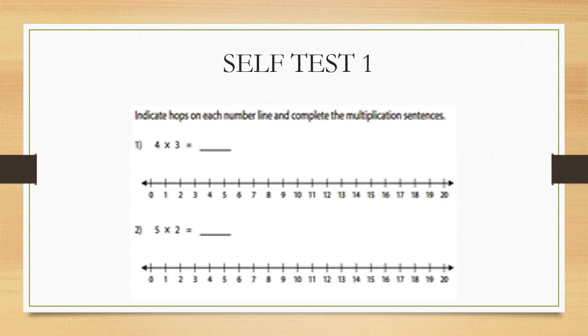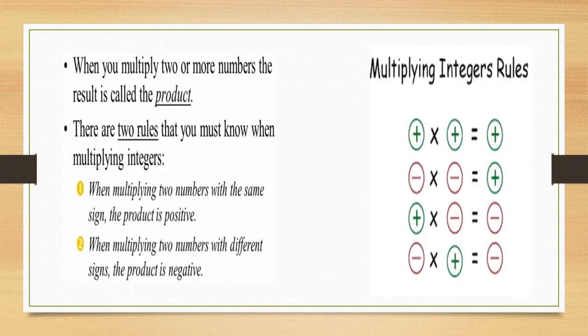Here is self-test 1, which we can again solve to see whether the concept is clear or not. When you multiply two or more numbers, the result is called the product here. There are two rules that you must know when you multiply integers.